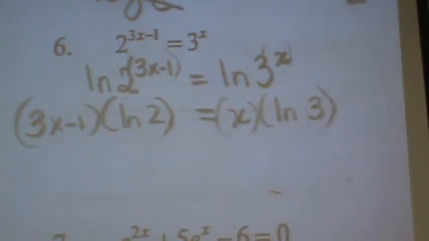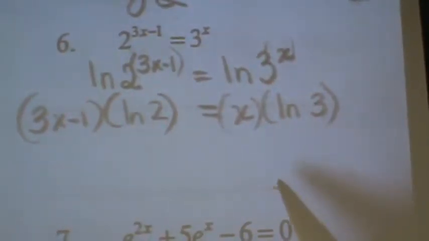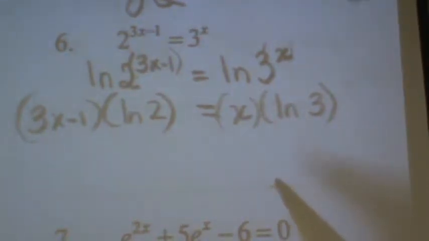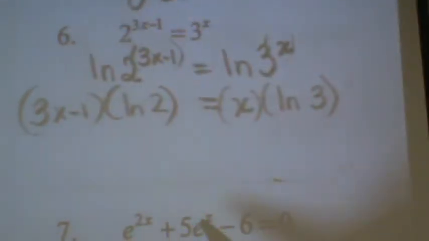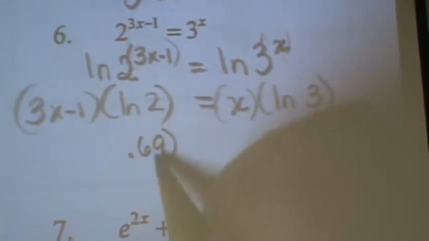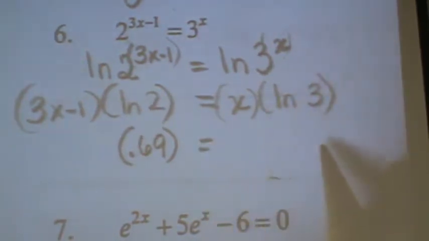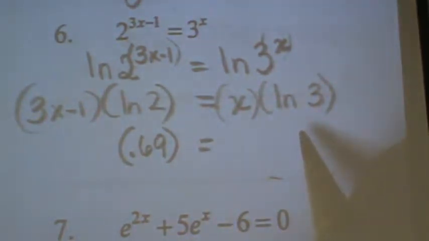ln2 and ln3. I figured that out in a second. ln2 is a decimal and so is ln3. They're just ugly, dumb numbers. This is 0.69. And ln3 is 1.09 something, I'm going to write 1.10.